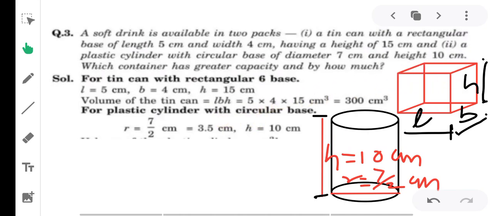I have already drawn both the containers I mentioned in front of you. So this is the first container and this is the second container. You can see the first container is in the shape of a cuboid and the second container is in the form of a cylinder. The dimensions of the cuboid and the cylinder are given. They are asking which container has the greater volume, that is, in which container the quantity of soft drink will be more.